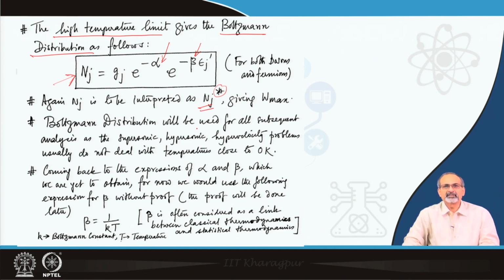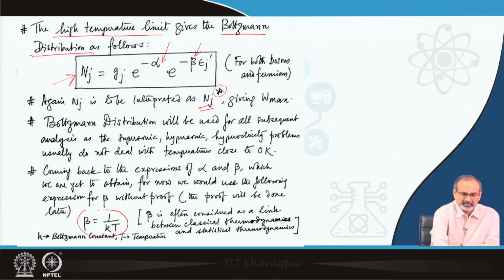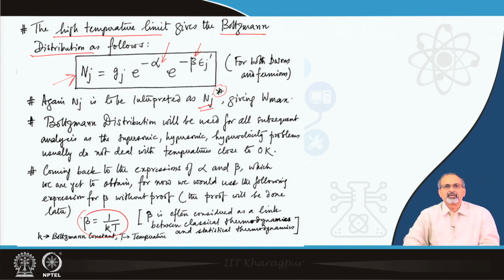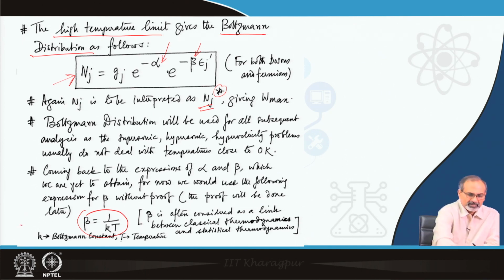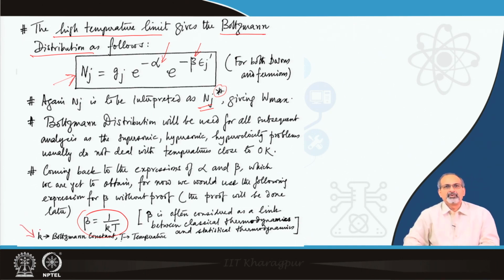Coming back to the expressions of alpha and beta, which we are yet to obtain, we will use this particular expression for beta without proof for now. We will be able to prove it a little later. In this expression, we find the Boltzmann constant in the denominator and the absolute temperature of the gas molecules. So, that gives you beta, and beta is often considered as a kind of a link between classical thermodynamics and statistical thermodynamics.